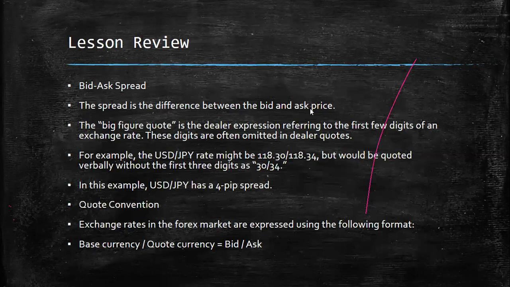The big figure quote is the dealer expression referring to the first few digits of an exchange rate. These digits are often omitted in dealer quotes. You don't really have to know too much about that. It's some extra information. For example, the USD JPY rate might be 118.30, 118.34. That's your bid ask, but it will be quoted verbally without the first 3 digits as 30, 34. Basically, they're taking anything behind the decimal, and they're using it. That's your big figure quote or the dealer expression.